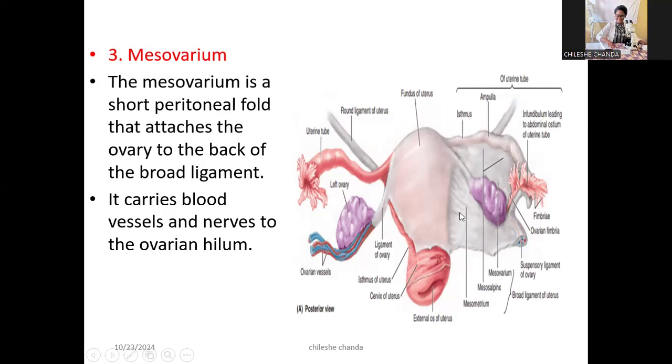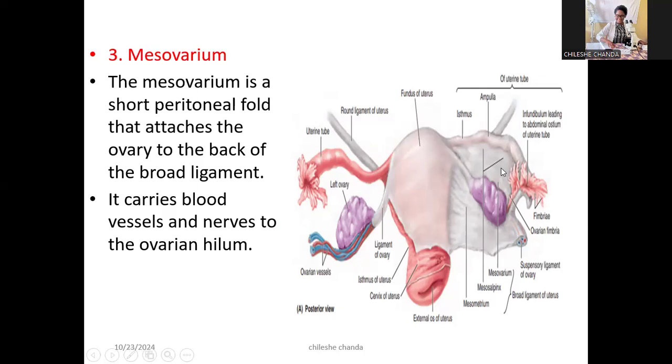And so what we're saying is that there is this broad ligament here, and depending on which part the broad ligament is at, it is named according to that particular part. So the part that is supporting the ovary is known as the mesovarium. And the part that is supporting the uterine tube is known as the mesosalpinx. The one that is supporting the uterus is known as the mesometrium. That is what we're saying.